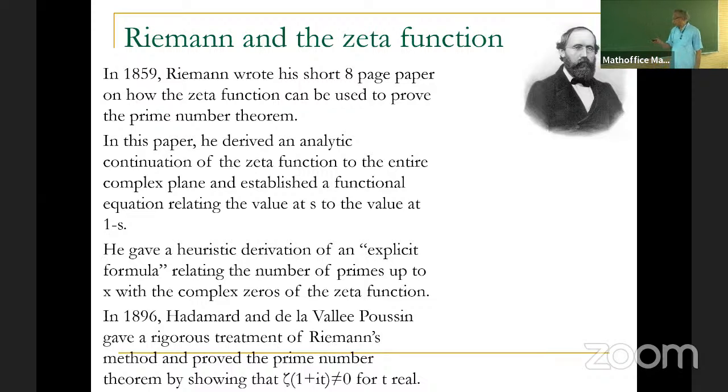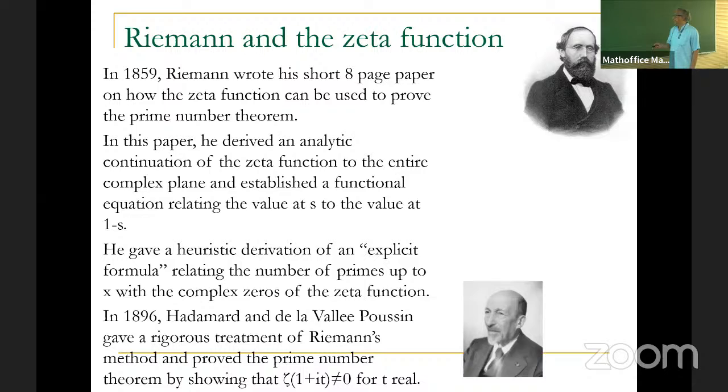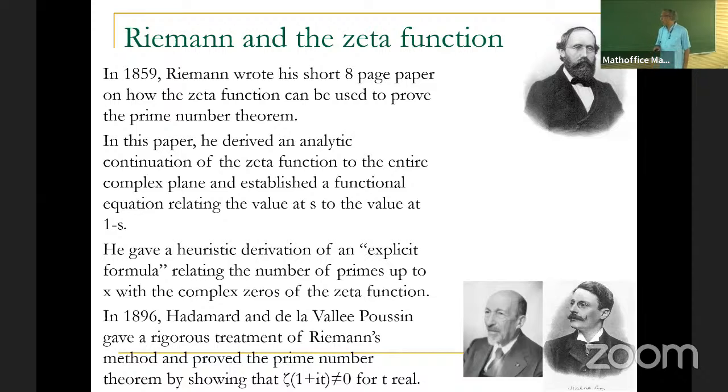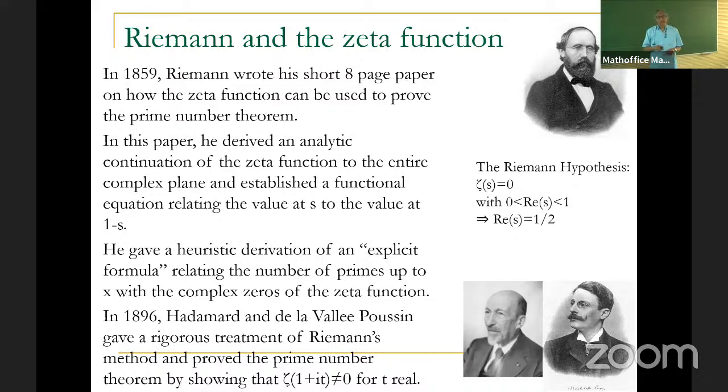theorem. So finally, this was done in 1896 by Hadamard and de la Vallée-Poussin, who gave a rigorous treatment of Riemann's method and proved the prime number theorem by showing that the zeta function had no zeros on the line real s equals 1. You all know that the famous Riemann hypothesis is that the zeta function has no zeros with real part bigger than a half. That's the Riemann hypothesis. If it has no zeros with real part bigger than a half, it certainly has no zeros with real part equal to 1. But you needed that in order to show the prime number theorem.